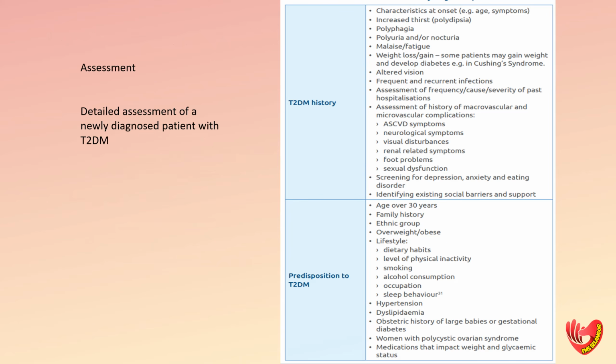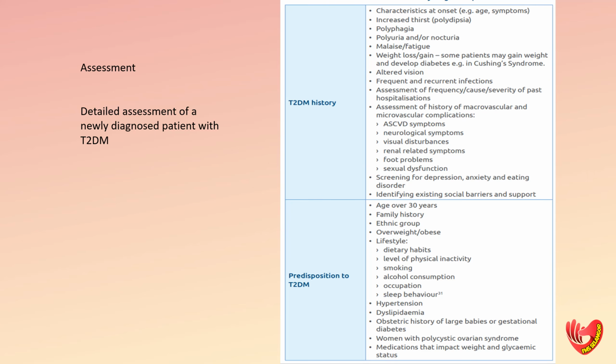It is important to take a detailed assessment of a newly diagnosed patient with type 2 DM. In history taking, please ask about symptoms suggestive of type 2 DM. It is important to assess history of microvascular and macrovascular complications like neurological, cardiovascular, and renal-related symptoms. Not to forget to ask about visual disturbances and foot problems. You also need to look at the risks that predispose patients to type 2 diabetes mellitus like age, ethnicity, family history, BMI, their lifestyle and comorbidities like hypertension and dyslipidemias, and medications that impact weight and glycemic status.